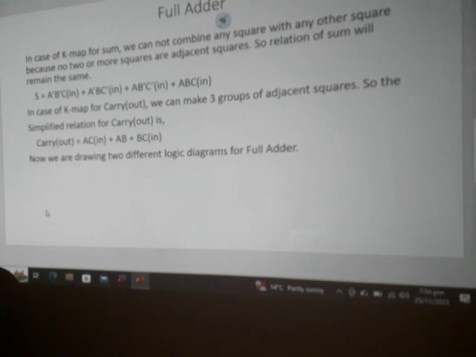Now we will draw the logic diagrams for sum and carry out. So we can draw 2 types of logic diagrams. One diagram consists of AND gates and OR gate, and the other logic diagram consists of the exclusive OR gate and the other gates.